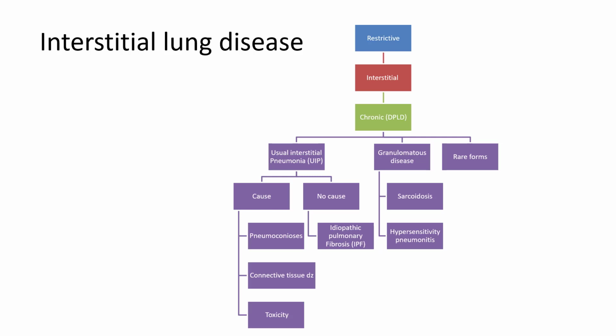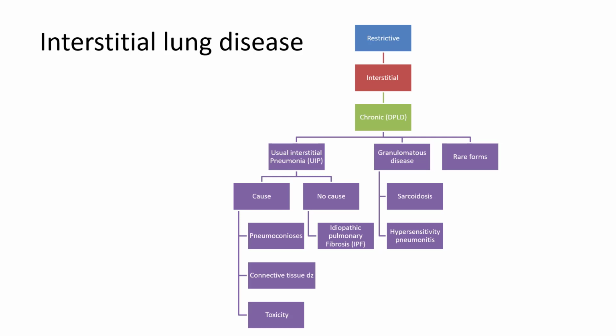If we can identify a cause through history and physical examination, we may refer to that cause as, for example, in a coal mine worker, pneumoconiosis. We might also, if we have a patient with rheumatoid arthritis or scleroderma, refer to the connective tissue disease as the cause for that histologic pattern and subsequent clinical presentation of their lung disease.